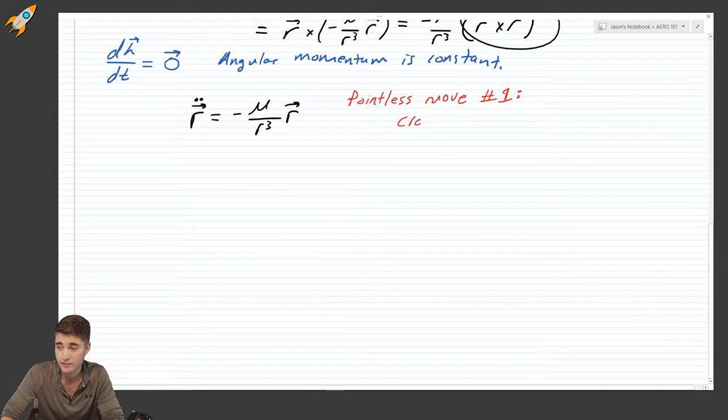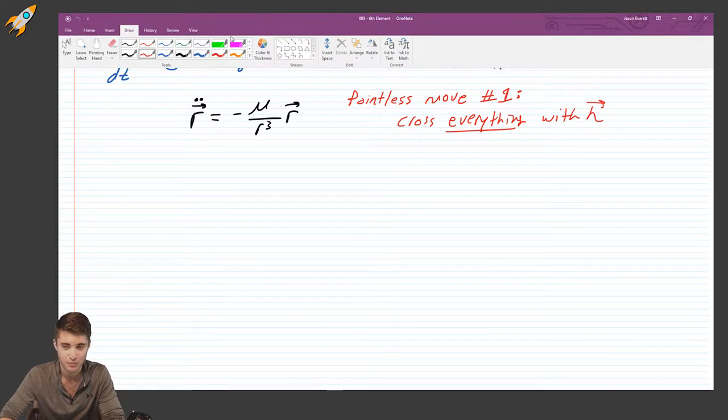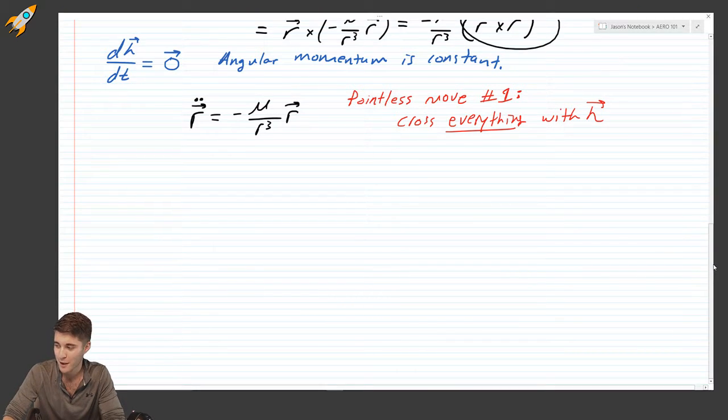We're going to cross quite literally everything with the angular momentum vector. We're going to take this whole equation and cross it with the angular momentum vector. Why? It's a pointless move, don't worry about it. But it's required. If Euler says it's required, then it's required, okay?